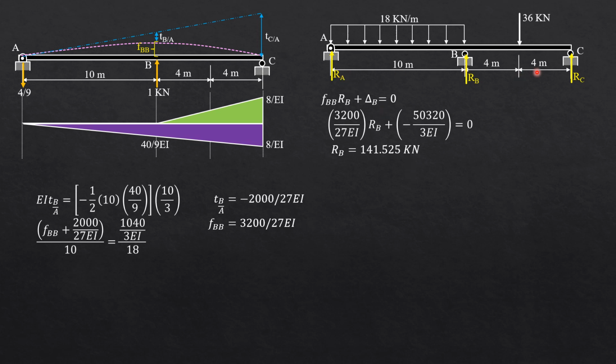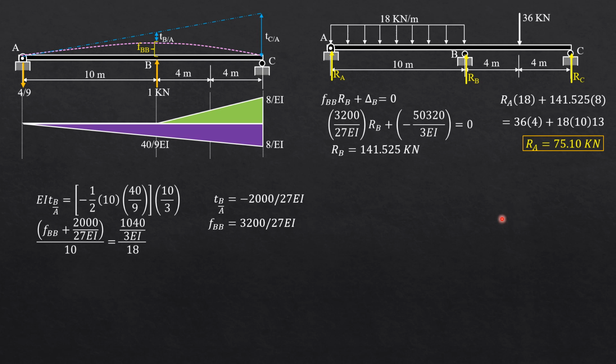Then considering the entire system, summation moment about C equals 0. So R sub A times 18 plus RB 141.525 times 8 equals 36 times 4 plus 18 times 10 times 13. 5 plus 8 is 13. So RA is 75.1 kilonewtons, just like in the first problem.